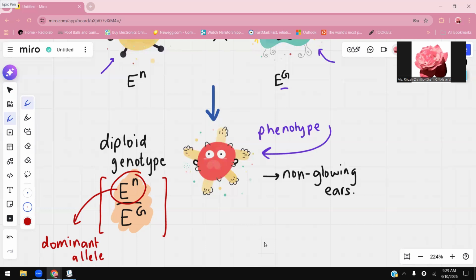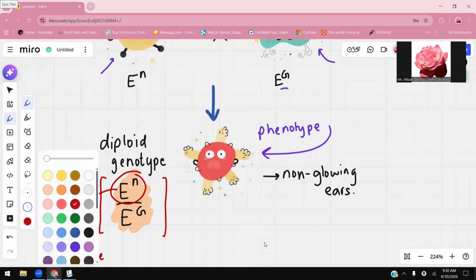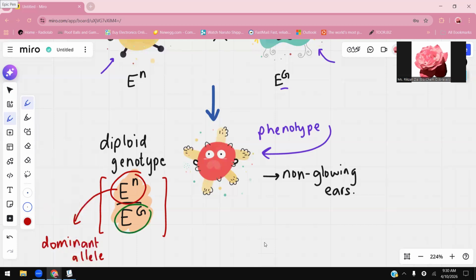And the one that was masked or concealed by the other, this is going to be recessive.